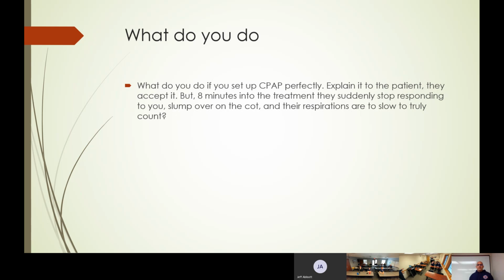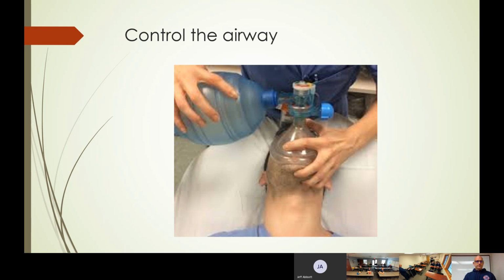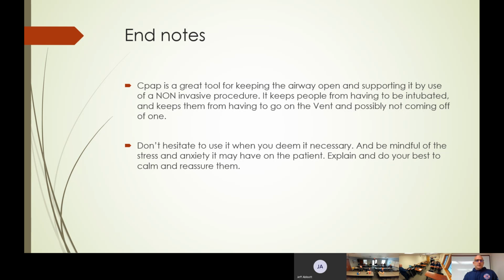So what do you do if you set it up, everything's perfect, everything's fine, you explain it to them, they accept it, but 8 minutes into the treatment, they suddenly stop responding, they slump over and more or less stop breathing? What do we do? Yeah, there's a whole different set of circumstances now. Treat the patient, right? CPAP's still on, I don't know what the problem is. Right. So start to treat the patient. For now, we're not doing a difficulty breathing call, right? This is now a respiratory arrest or whatever. Okay. Control the airway. Make sure it's opened up.